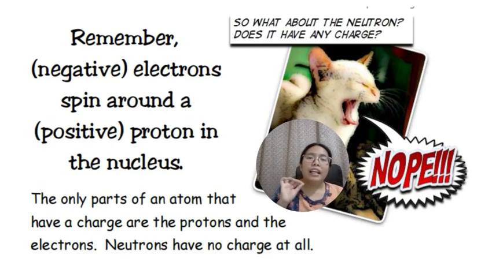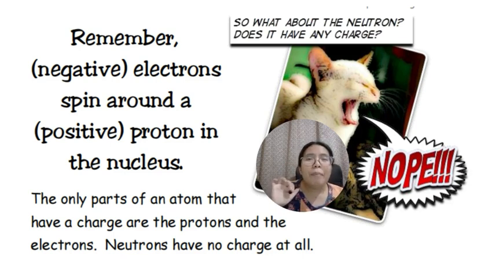Remember, electrons o yung mga negative natin, negative electrons, spin around, umiikot sila, yun yung magulo sa atoms, umiikot sila sa protons in the nucleus. Nucleus, ano nga ulit yung nucleus? Yun yung parte sa gitna ng ating atoms. So, what about the neutrons? Does it have any charge? Sabi nung pusa, no. Buti pa yung pusa, alam ha?